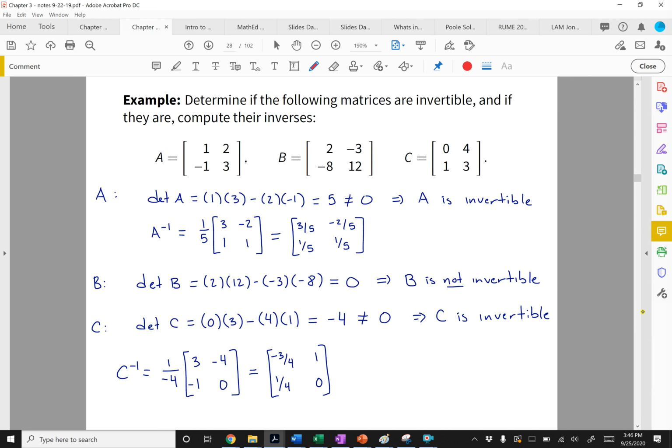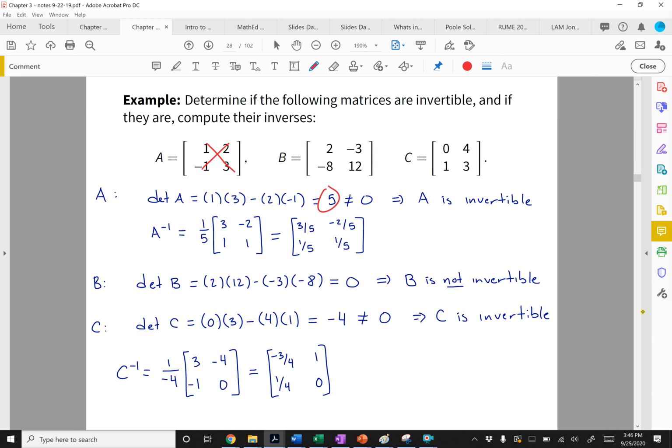So determine if the following matrices are invertible, and if they are, compute their inverses. Well, calculating the determinant is a really quick way to figure out if the matrix is invertible. So here you can do 3 minus a negative 2, and that equals 5. So that's not 0, so it is invertible. And then we can apply the formula that we had before.